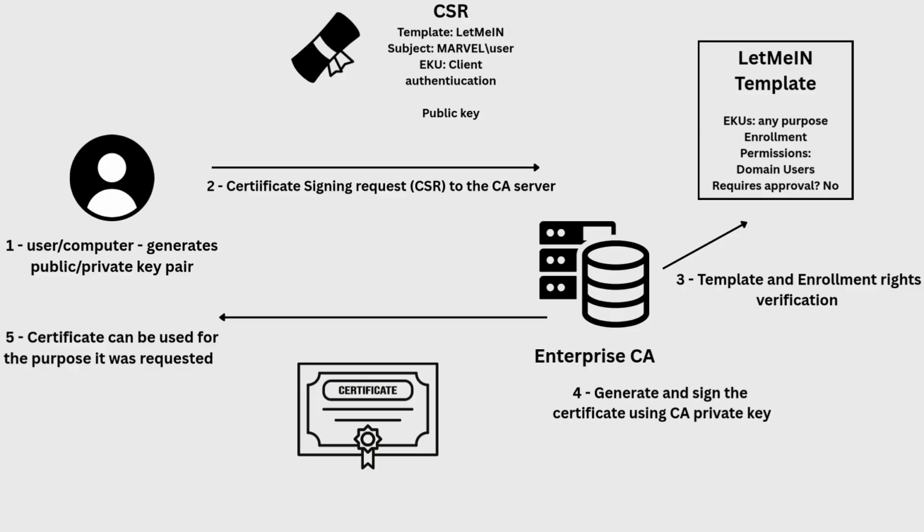but we'll cover it later. And there's also this thing called approval. Sometimes you can set manual approvals before certificates are issued. In our case, it's set to no. So yeah, it compared the CSR and template, and everything matches. So it generates a certificate and signs it using the CA's private key. Now the certificate is sent to our client, which can be, again, a user or computer, and the client just stores it in the certificate store and can start using it for the EKU it requested, which in our case is client authentication.